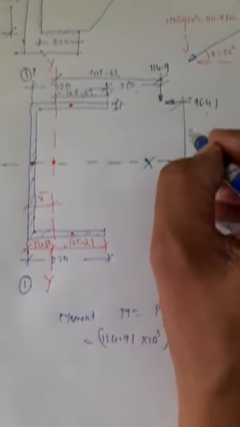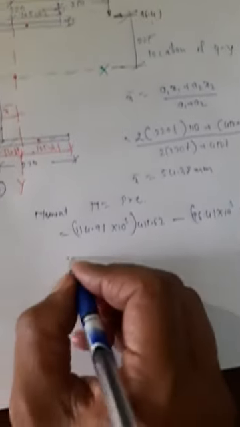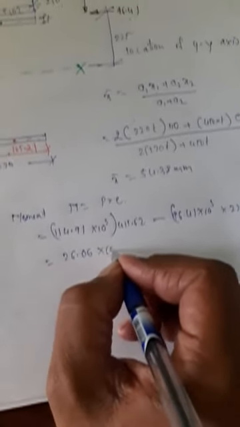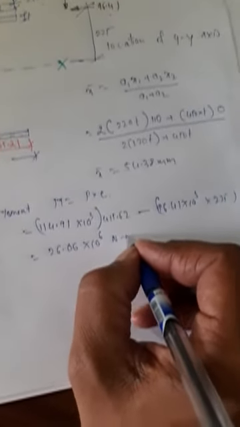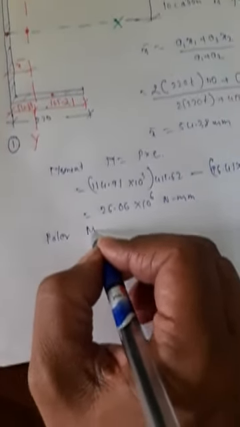This distance is 225 mm. So minus 96.41 into 10 raised to 3 into 225. I get the answer 26.06 into 10 raised to 6 Newton mm. Next will be to calculate polar moment of inertia.